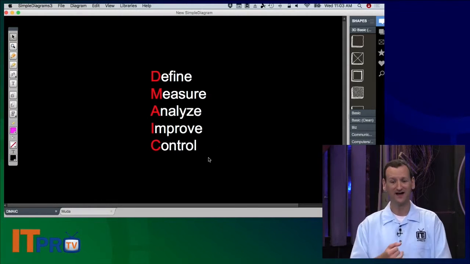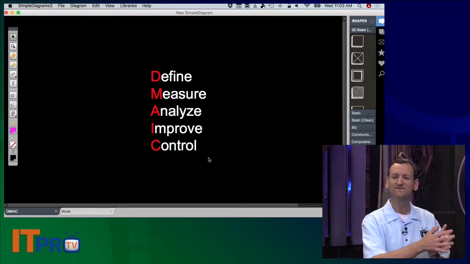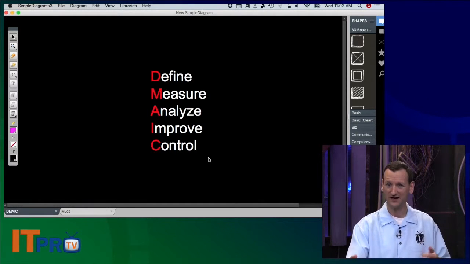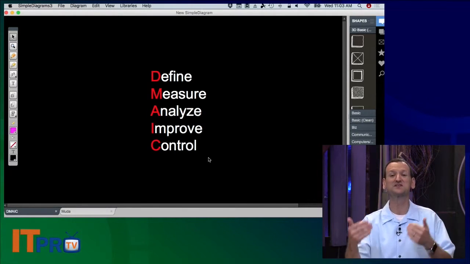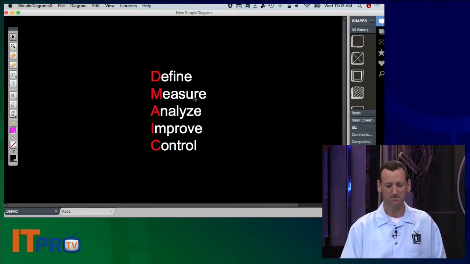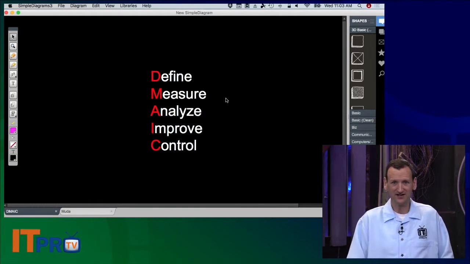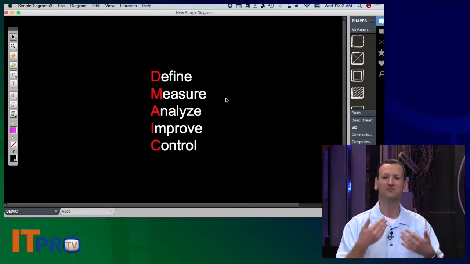All right, define. That's like our plan, right? We figure out what it is that we're going to be measuring to evaluate the system, what it is we expect to get, right? Measure. We collect data. If we're going to be evaluating this, we have to have some kind of measurable thing.